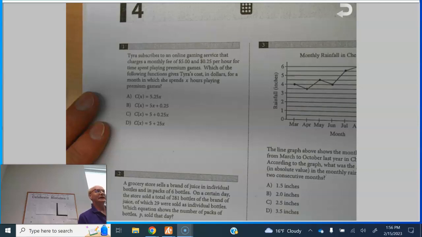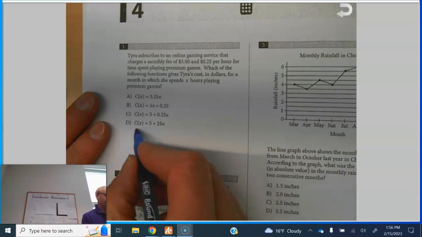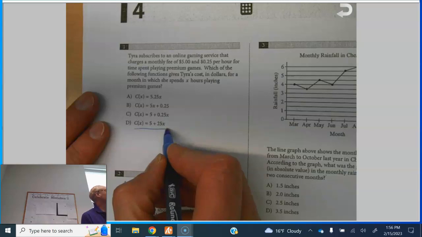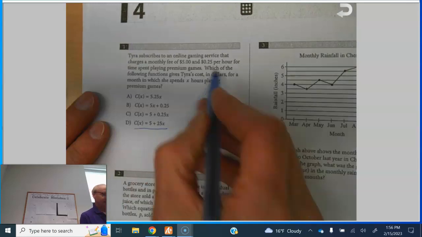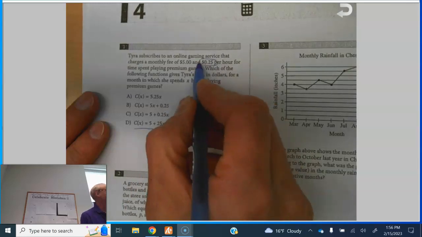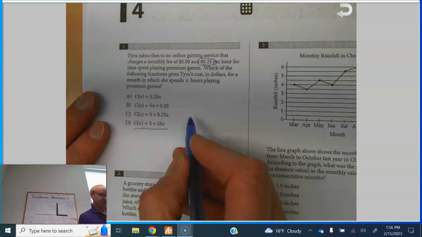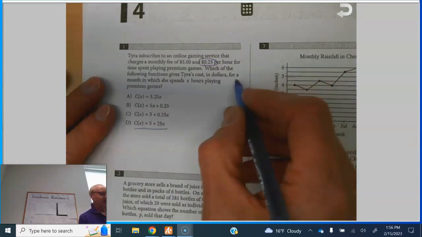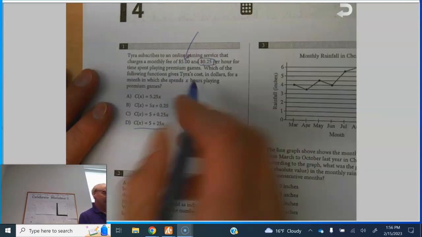The problem with D is that the slope that they gave you was $25. If we were to use this function right here, the slope is 25, which is $25 per hour. And this one says that the slope is 25 cents per hour. So which one? C is correct.